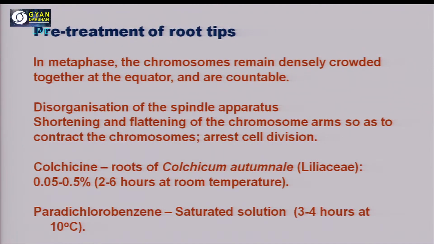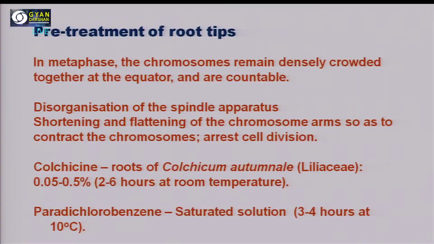So for that, what you need to do is first pre-treatment of the root tips. So in metaphase, the chromosomes remain densely crowded together at the equator and are countable. But you have to ensure that all the cells are arrested at the metaphase stage. For that, you need to undergo three steps. First is pre-treatment. What is the purpose of pre-treatment? Disorganization of the spindle apparatus, shortening and flattening of the chromosome arms so as to contract the chromosomes and arrest the cell division. Now here we normally use two kinds of agents.